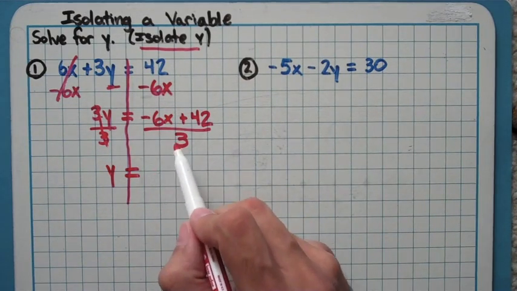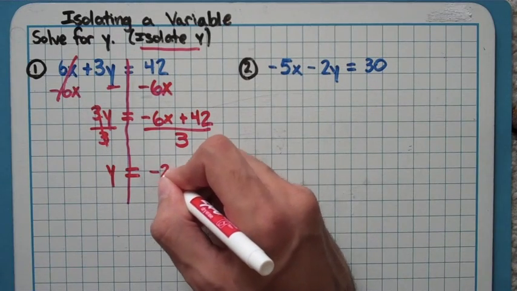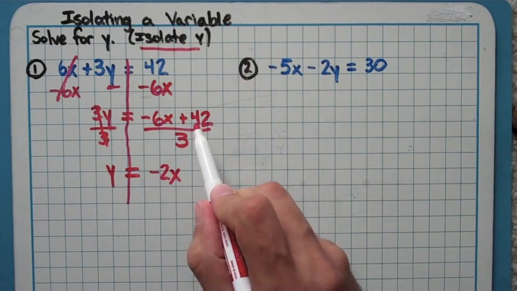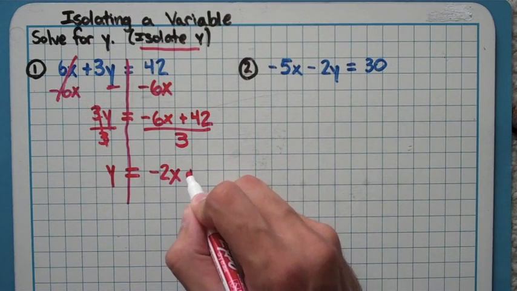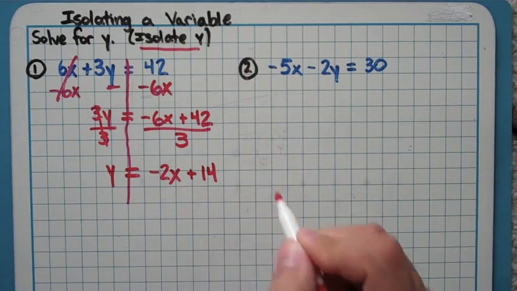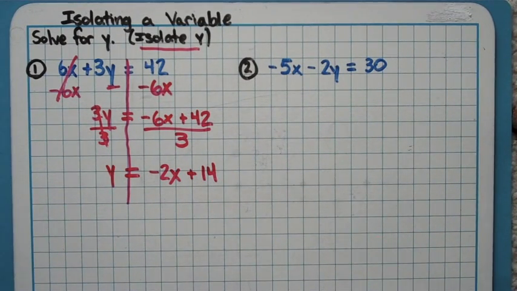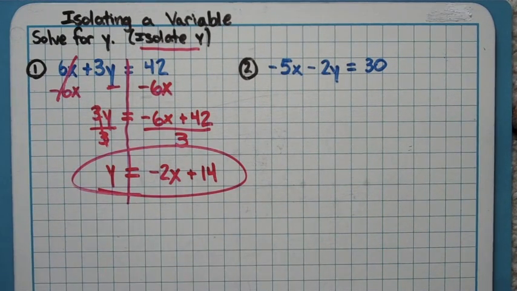Negative 6 divided by 3 is negative 2, so I get a negative 2x for the first one. And positive 42 divided by 3 is a 14. So I'm going to put a plus 14 right there. And now I have y all by itself in my equation. It has been isolated. That is my final answer. So if that made sense, go ahead and try the second one out for yourself. Pause the video, and I'm going to work my way through it right now.